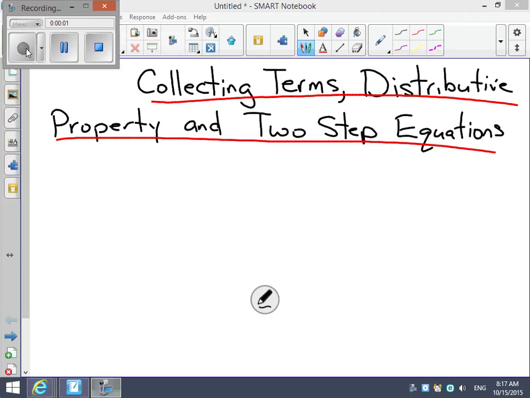All right, grade 8s, here we go. We were talking about collecting terms and the distributive property yesterday, and we applied them to a couple of two-step equations. So I'm just going to expand upon that and do one from yesterday, then show you how it's different today.